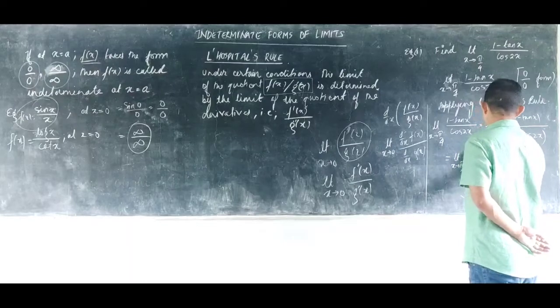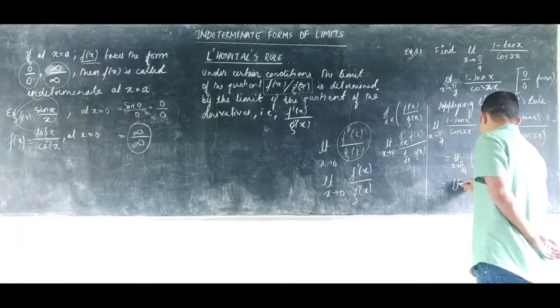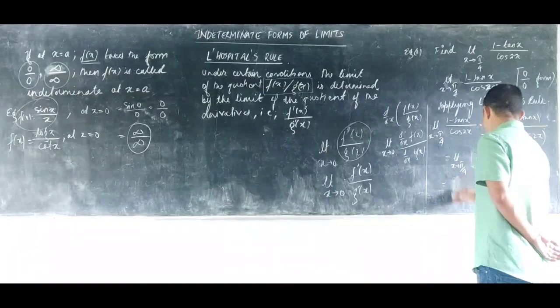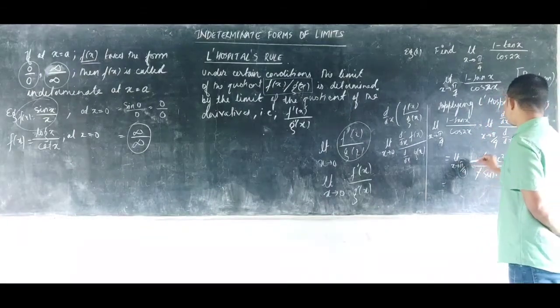So, I will not write this. So, simply I will give. So, minus and minus I can cancel. So, this will be equal to the limit of... So, now what will I do? I will try to put the value of x equals to pi by 4 now.